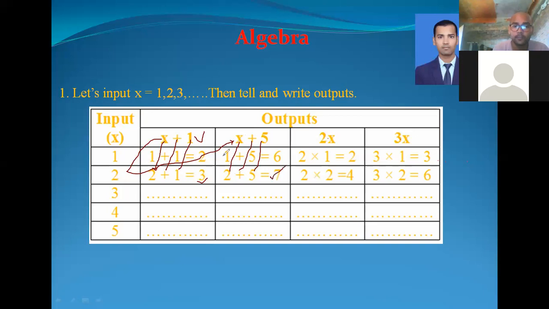In the same way, when we replace the value of x again in the third expression which is given to us, 2 is copied here, and between 2 and x there is no sign, it means multiplication. That's why this sign is copied here, and the value of x is replaced by 2. So 2 into 2 is equal to 4, which is the output of the third expression.